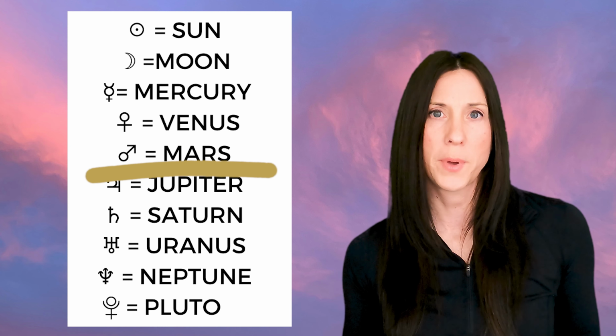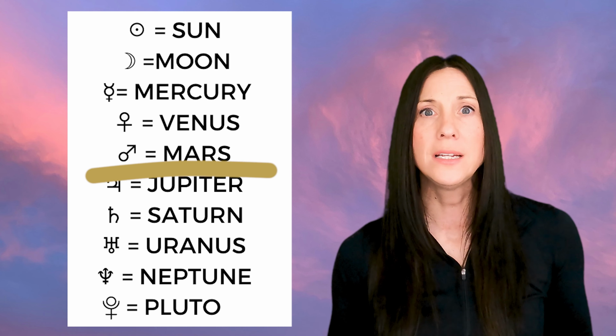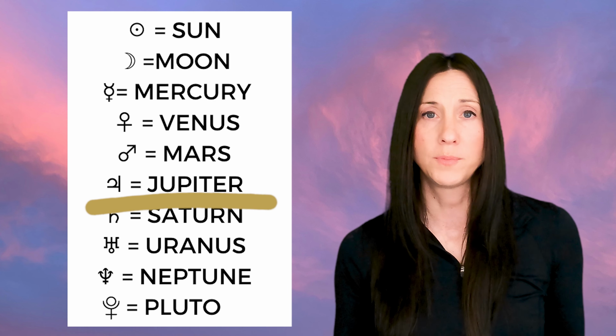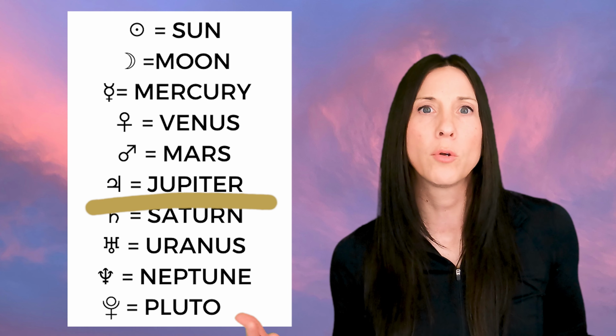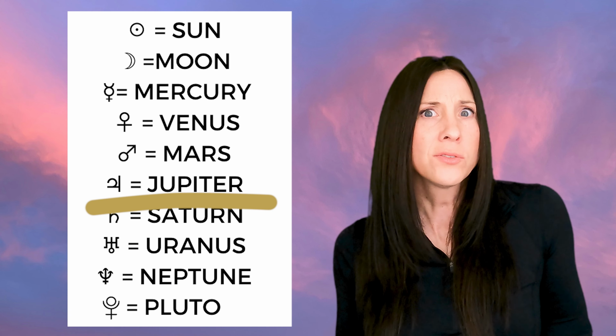Mars is your inner competitor. This is your assertive and aggressive side that wants to secure your needs and your wants. But it's also bravery and courage. Jupiter is your optimistic side that knows there is bigger meaning out there. It's the part of you that wants to think bigger, and it's also your luck.